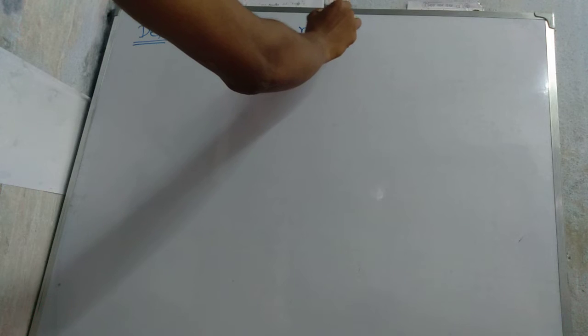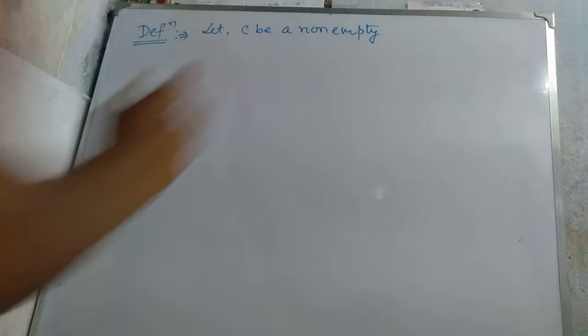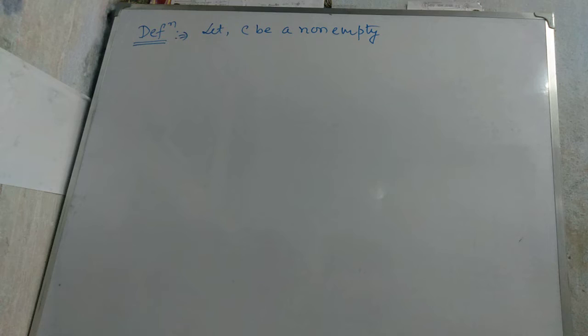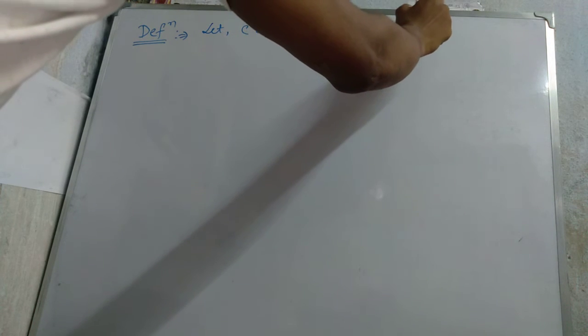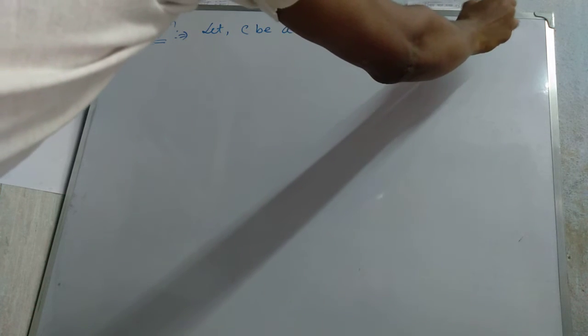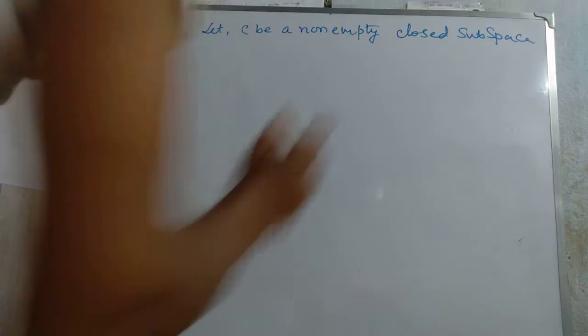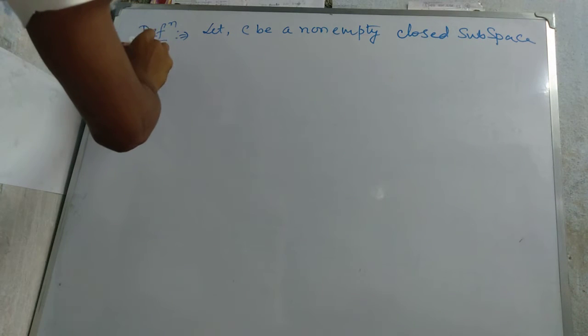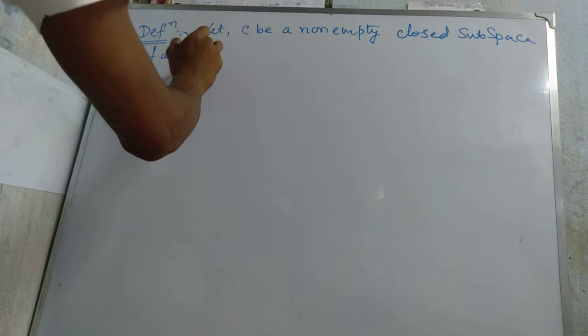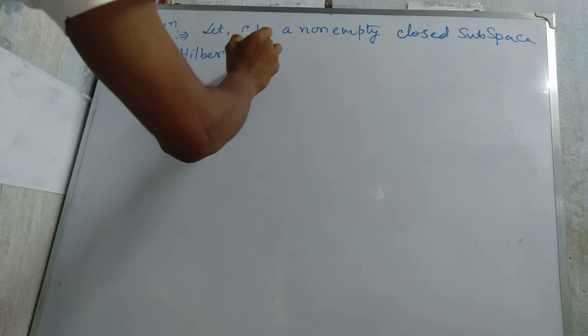Now we write the definition of something. Let C be a non-empty closed subspace of a Hilbert space X.